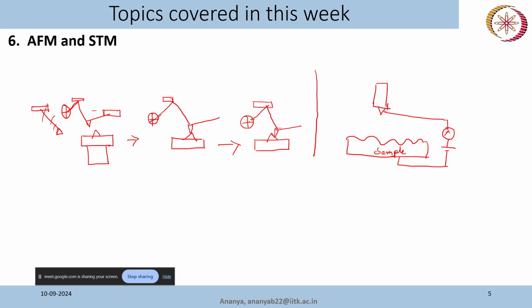Now when this tip is very close to this sample, there is something called tunneling current. Even though there is no direct connection between the sample and the tip, due to tunneling, which is a quantum mechanical effect, there will be a current, and the circuit will be kind of complete. So based on that current, or based on the movement of this piezoelectric material, we can determine the variation of the surface.